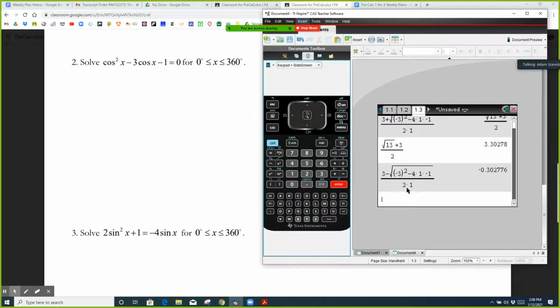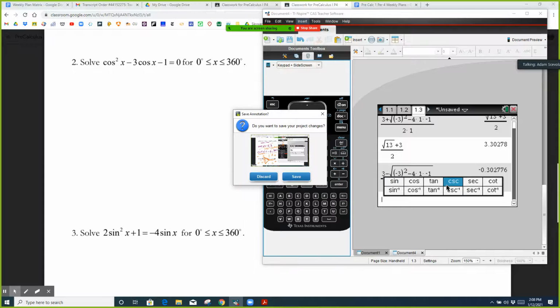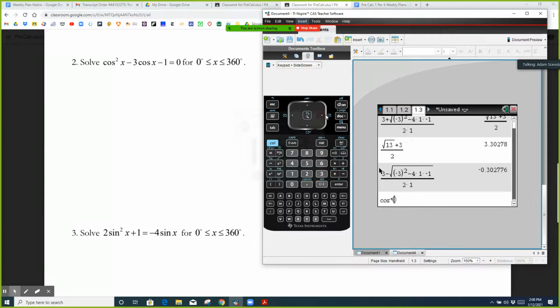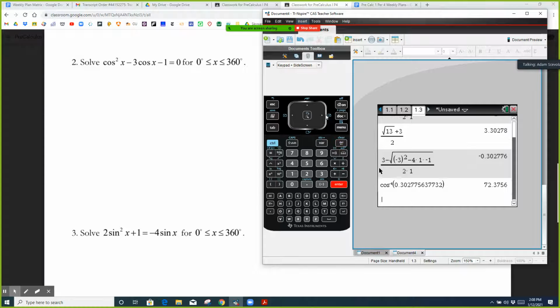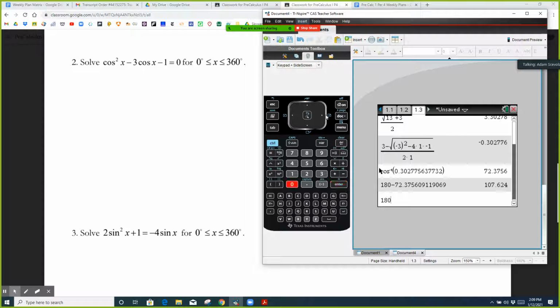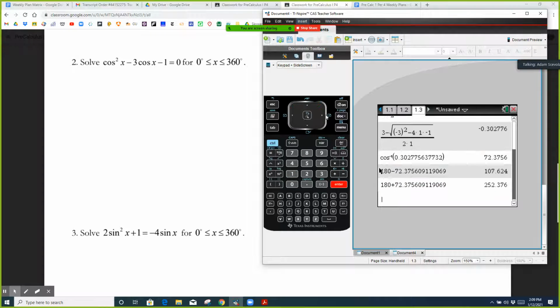Okay, so now I'm going to take the calculator and do cosine inverse of 0.302. It's going to be this number here, but the absolute value of it. And I could just either put it in absolute values or just erase the negative. And I get 72.37 degrees. So my answer is going to be in quadrant 2 or 3 with that reference angle. So it could be 180 minus that reference angle, or 180 plus that reference angle. Right? And I get those two solutions.